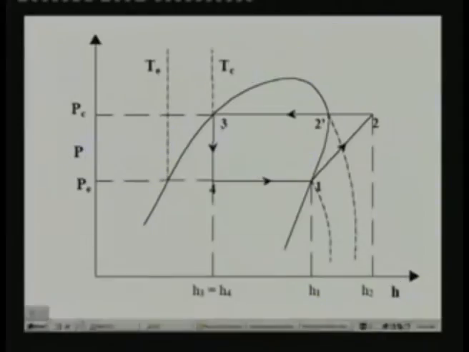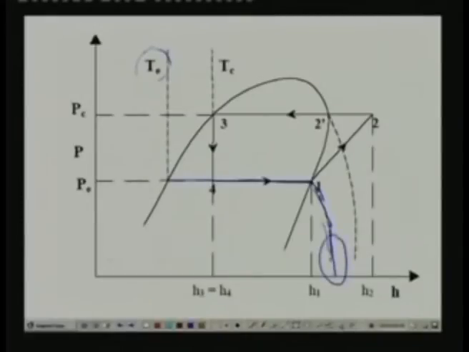Now on the pH diagram, obviously the constant enthalpy lines are vertical lines, and constant pressure lines are horizontal lines. The isotherm, for example the isotherm at evaporator temperature, is almost vertical in the subcooled liquid region, and it becomes horizontal in the two-phase region, and again it becomes inclined. It goes like this, and it again becomes almost vertical at the low pressure region, because the pressure is reducing in this direction. When the pressure is low, the shape of the isotherm in the superheated region becomes almost vertical.